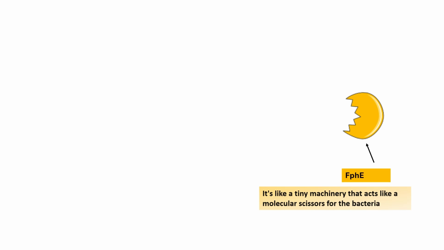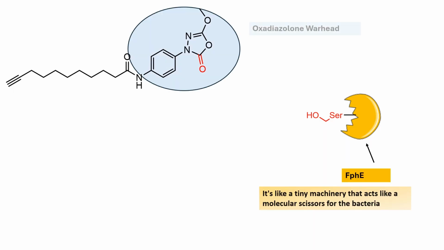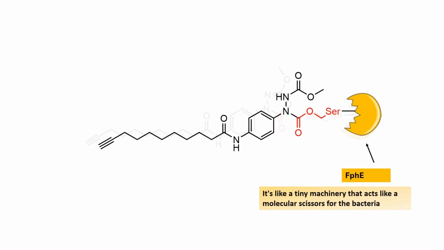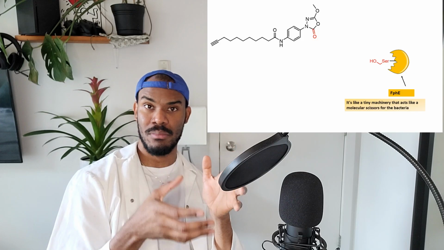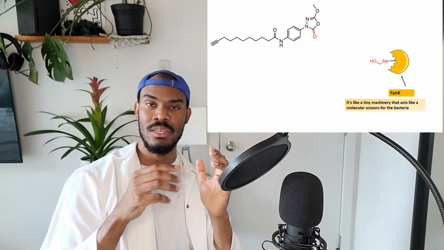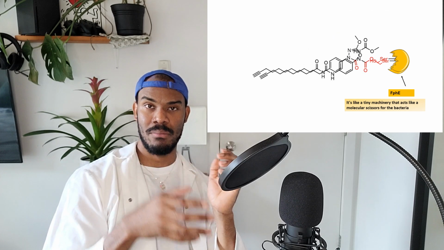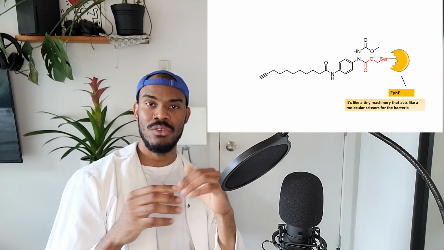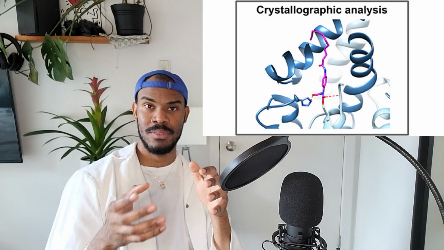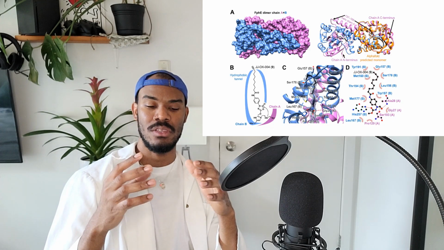From there they decided that maybe they could find a chemical structure that could specifically bind to this enzyme FPHE. The researchers discovered a chemical compound called oxadiazolone, and they found that this structure could act as a probe and bind specifically to the FPHE enzyme found within the pathogen. To confirm all of this, they used a technique known as X-ray crystallography, which allows them to see molecular structures, as to how the enzyme is binding with the chemical structure.